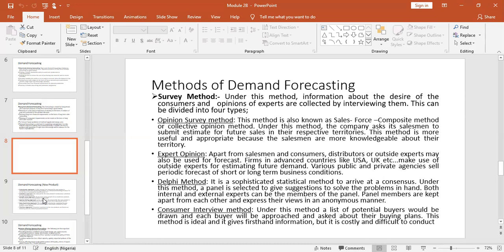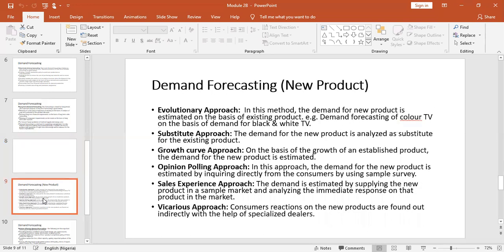Then what we've been talking about is demand estimation for an existing product. What about a new product? That's what is called the evolutionary approach. In this method, the demand for a new product is estimated on the basis of the existing product, e.g. demand for color TV on the basis of the demand for black and white TV. If the demand for black and white is high, then based on that you can project that color TV demand will also be high.